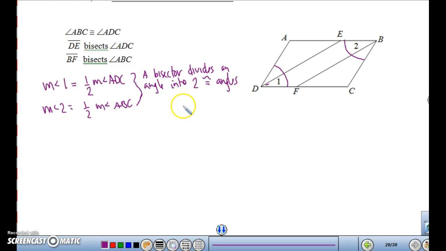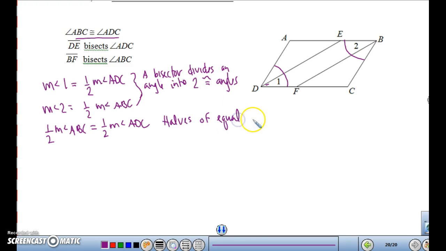So these are halves of the original angles. So what did we know about ABC and ADC originally? Well, they were congruent. So can't we say that half of the measure of ABC is equal to half the measure of ADC? Because we know that these two quantities are equal, then we can take halves of them. Halves of equal quantities are equal. All right, so we knew that ABC was equal, so we can take half of it.